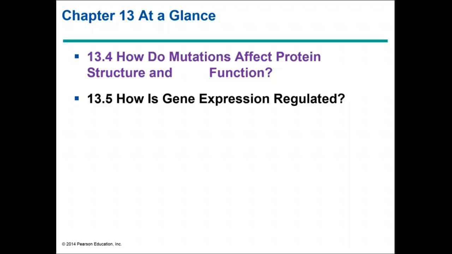The topics that we're going to talk about in chapter 13 are how do mutations affect protein structure and function, and how is gene expression regulated. This is actually a continuation of understanding the transition from DNA to RNA to protein that was covered in module 6, part 1 on the central dogma. Let us begin.